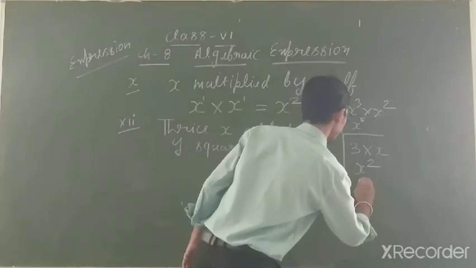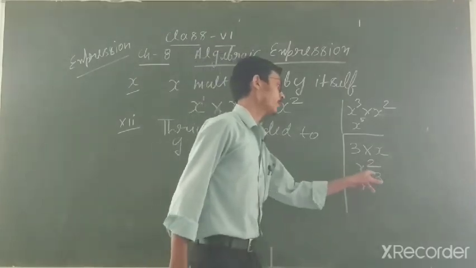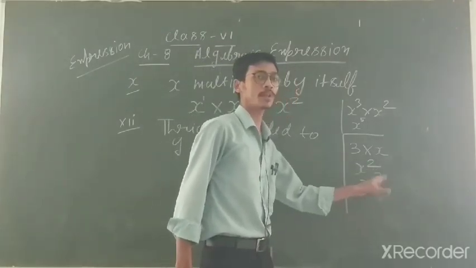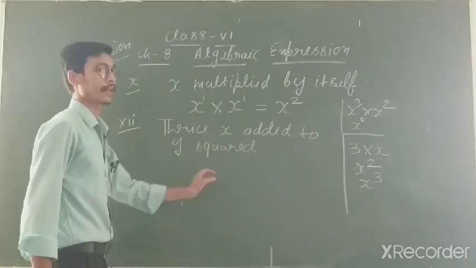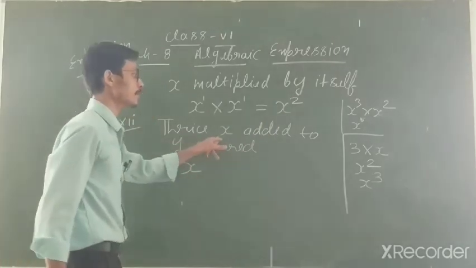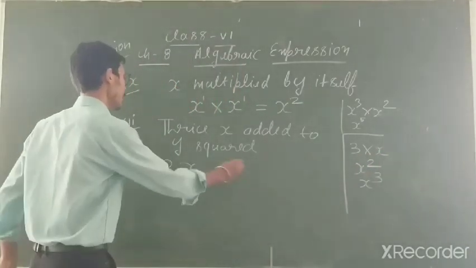If x cube is given, it means x to the power 3. Simply, square means 2 and thrice means 3. Clear student? Cube means 3. So similarly you have to use thrice x added to y squared. Thrice x means 3x, because thrice of x is 3 multiplied by x, here 3 multiplied by x added to y squared.